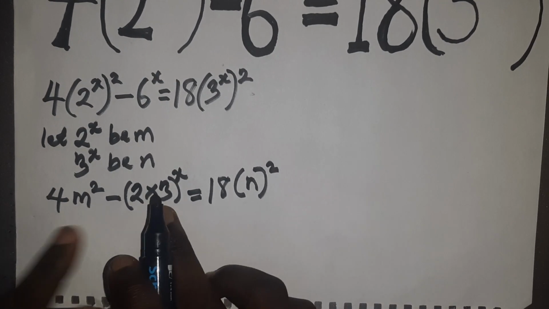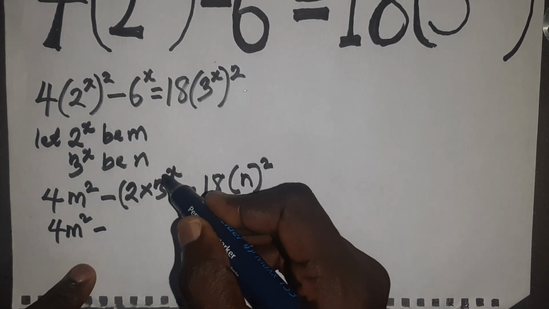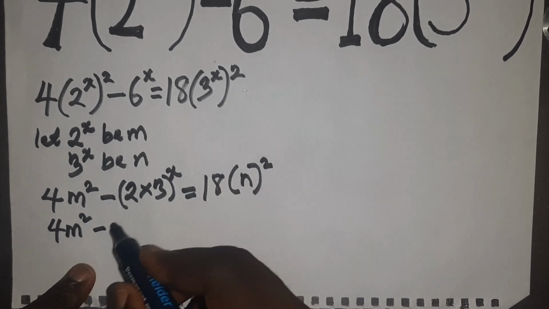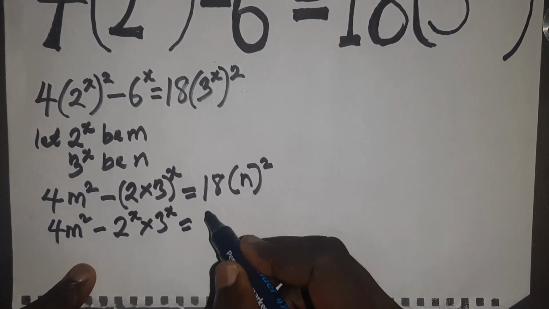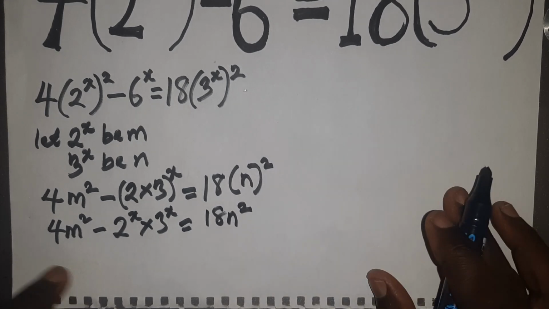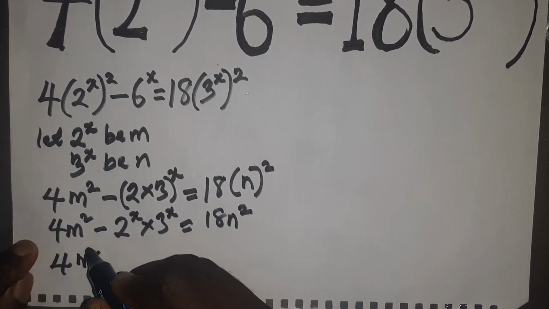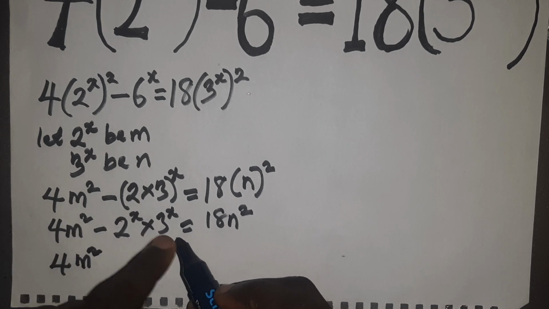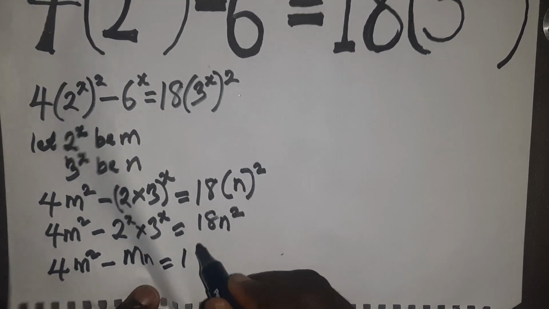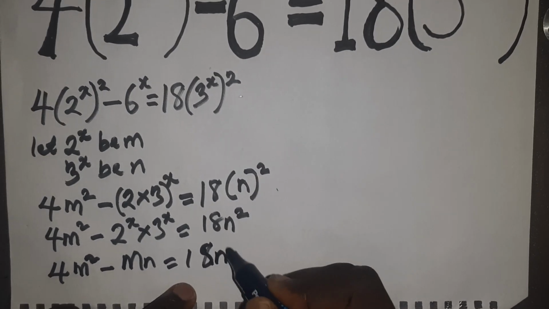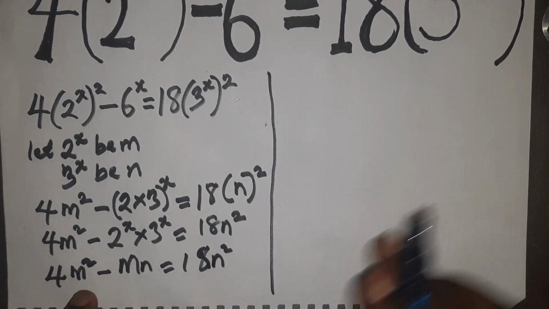So opening this bracket, we can now have 4m squared minus the x multiplies the powers inside. You have power 1 and power 1 inside, minus 2x times 3x equals 18n squared. Then you can now have 4m squared. Since my 2 raised by x is m and 3 raised by x is n, I can now have it as minus mn equals 18n squared. And continuing on this part of the paper, we can rearrange it because now we are having a quadratic equation.